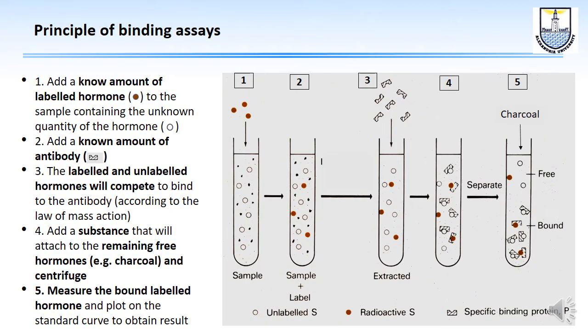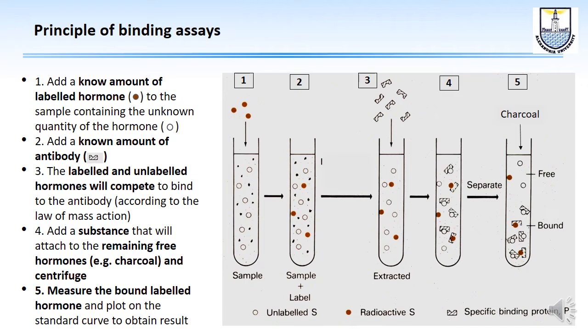See, for example, in tube number 1. This is a sample, and suppose you want to measure progesterone. So these white rounded circles are molecules of progesterone. So you add to them radioactive progesterone. They mix together, like you see in number 2. And then in number 3, you add the antibody to progesterone.